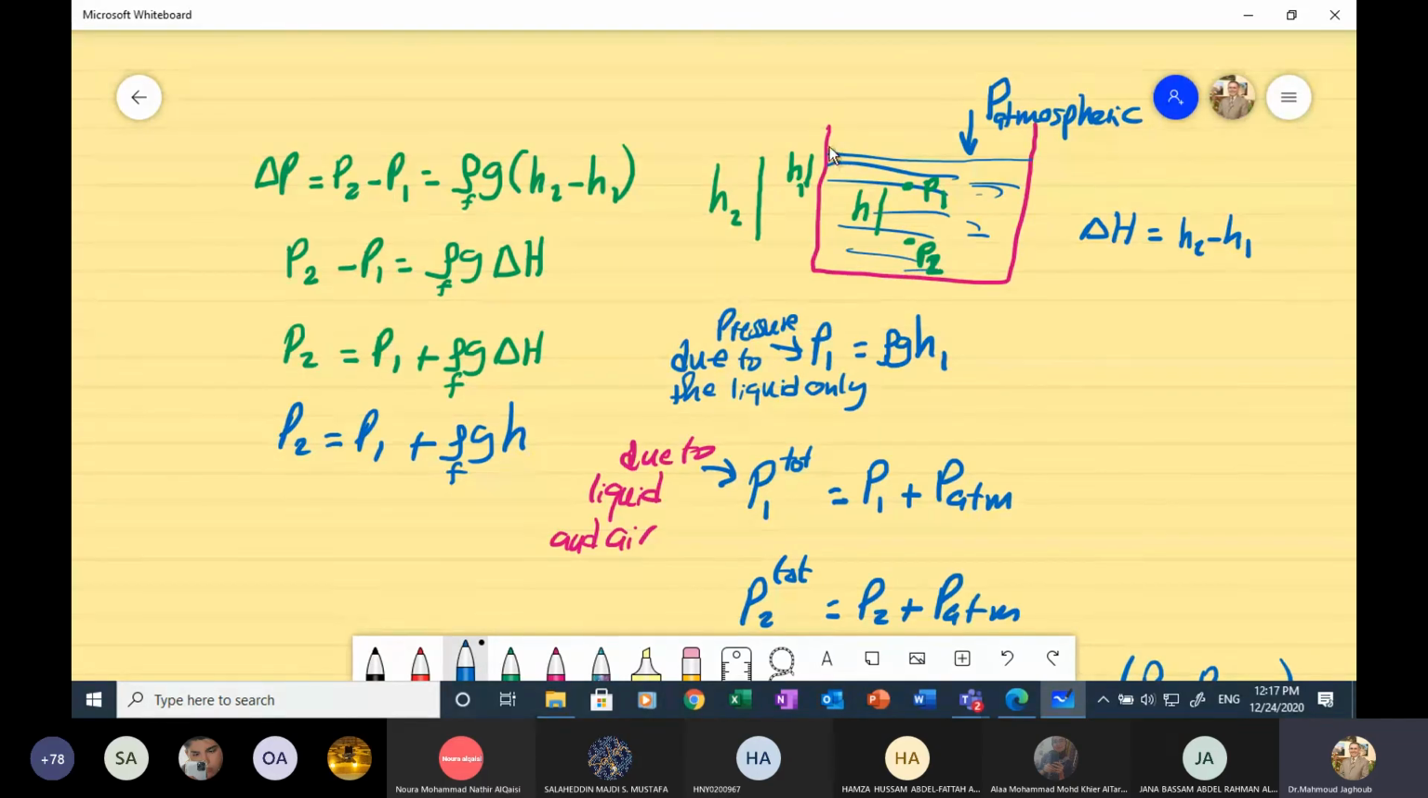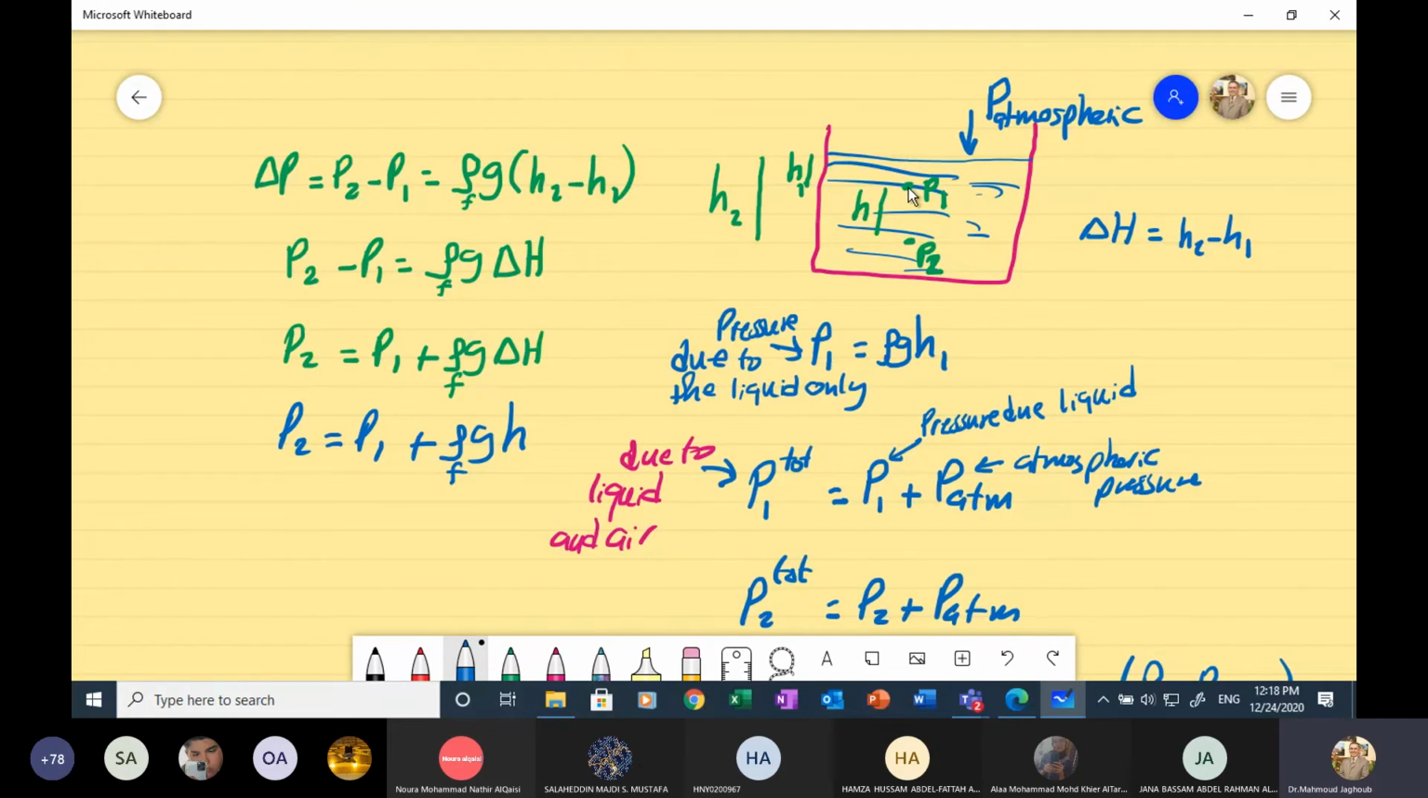But if someone tells you that this container is open to the atmosphere, so I have a pressure here, I say yes. Now I can ask, what is the total pressure at P1? Definitely you will tell me it is the pressure due to the liquid, which we have been calculating so far, plus what? Plus the atmospheric pressure. That's the total pressure at this point.